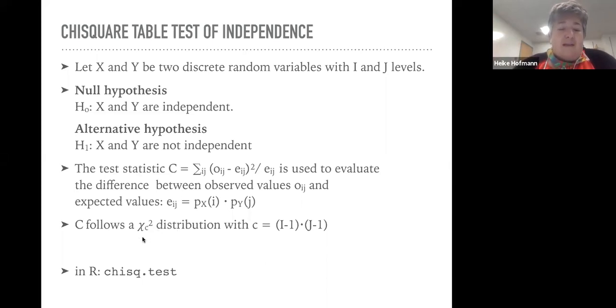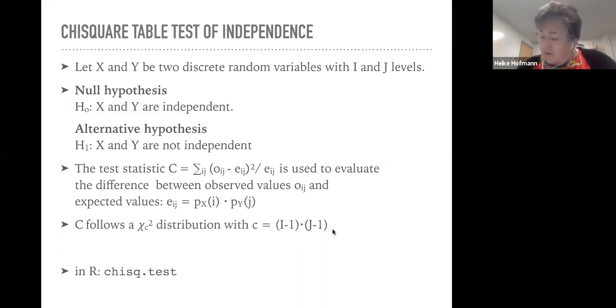And this chi-square distribution has a parameter C that's called the degrees of freedom of this table test. It's given by the number of different levels that we have in X and Y. So it's given as I minus 1 times J minus 1. That's the degrees of freedom.